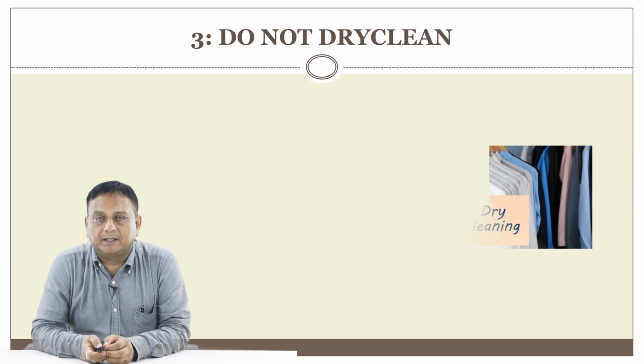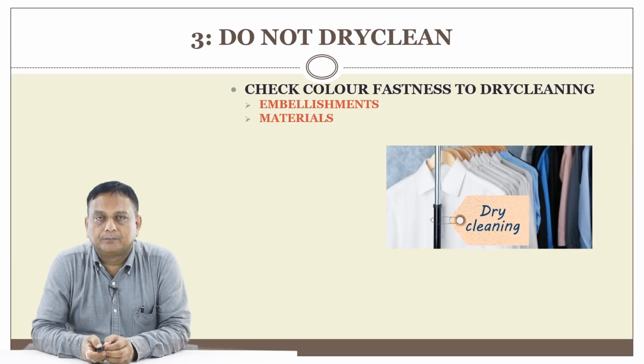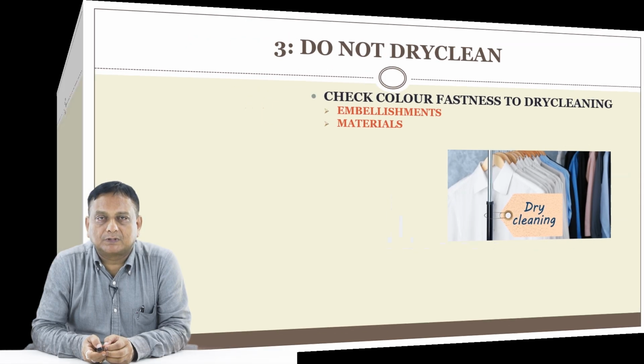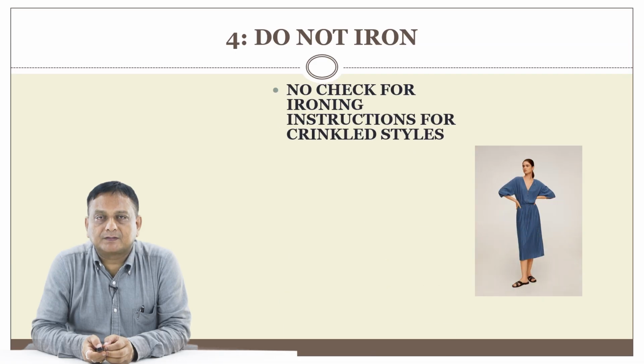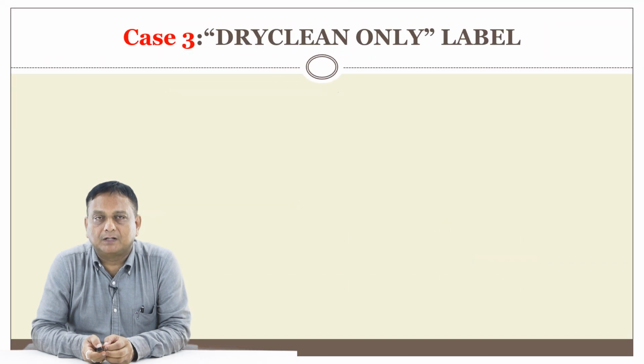Now, do not dry clean, these options may also come. So check color fastness to dry cleaning, embellishments and materials, everything. So those are the things available in this. Do not iron symbols are also there. In that case, no check for ironing instruction for wrinkled styles, their ironing is not required. So do not iron is also one of the important areas to be considered while verification.